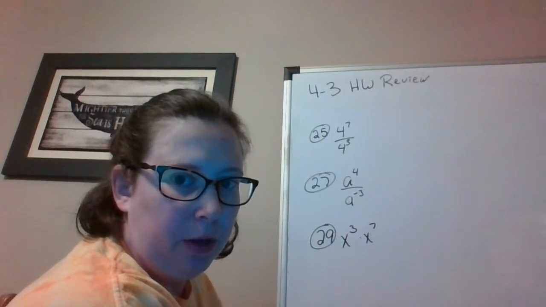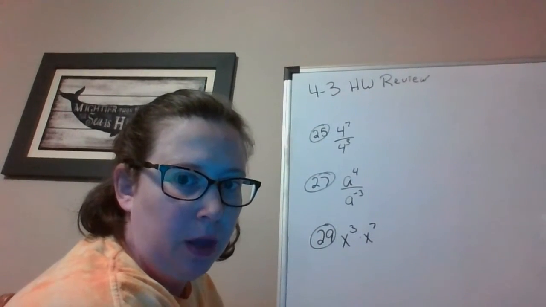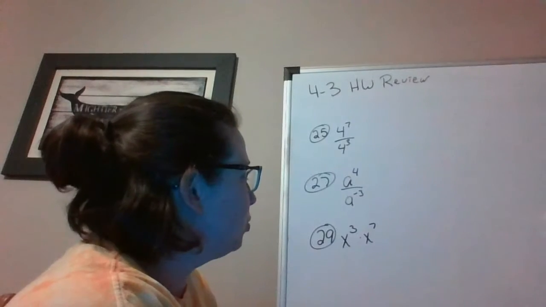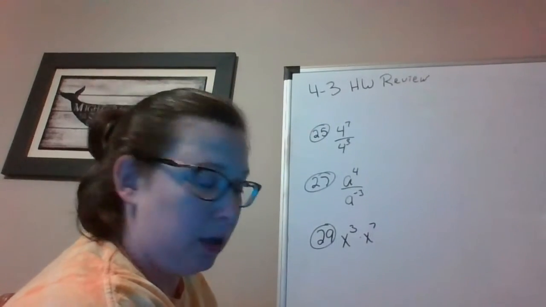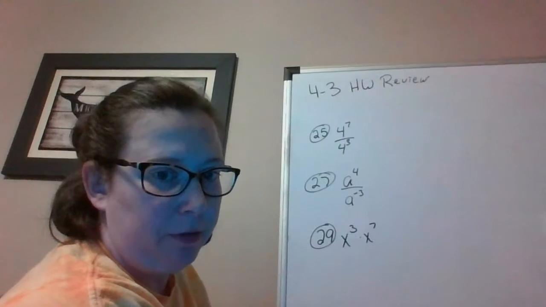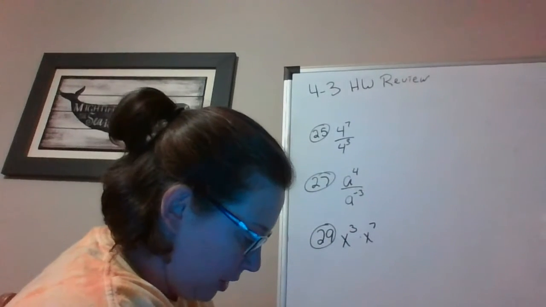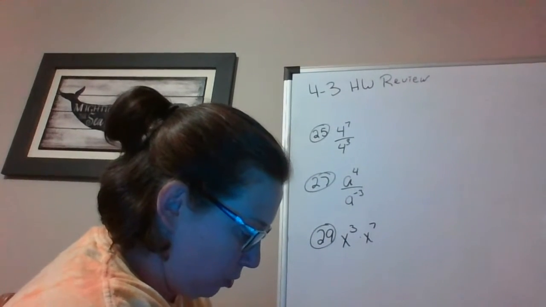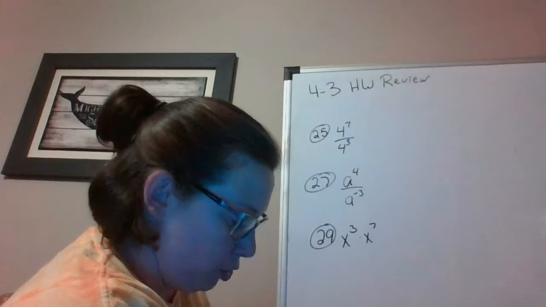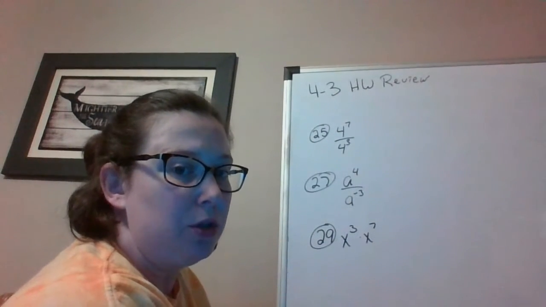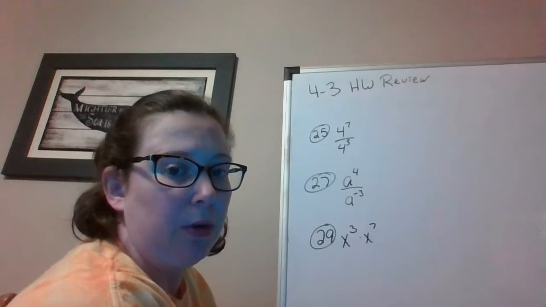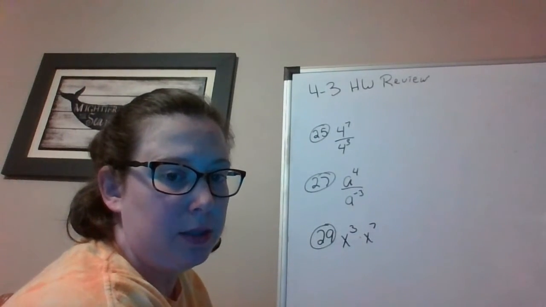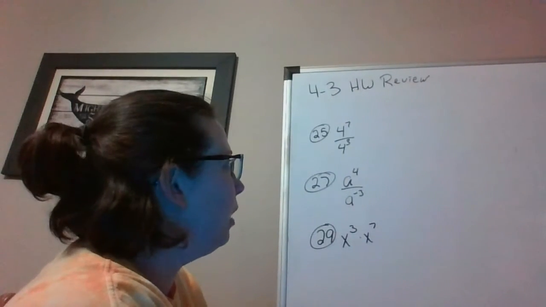I am here with our 4-3 homework review. We had done 25 to 39, just the odds. So I have the first three up here, and the directions were simplify if possible, write the product or quotient as one power. So you do not then have to get a standard form answer. You are leaving your answer in exponential form.